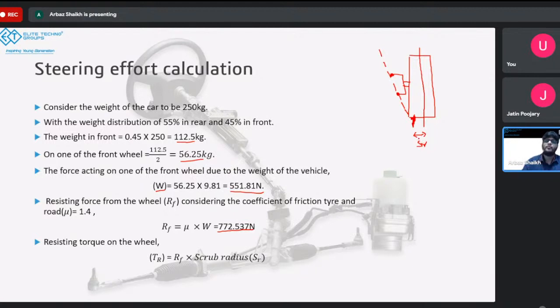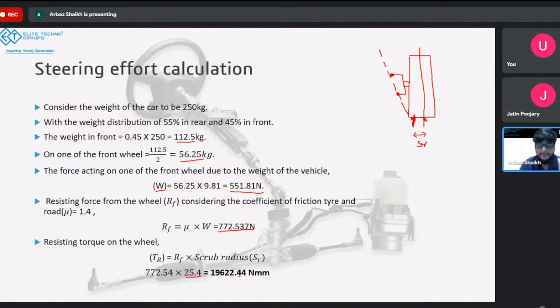So now whatever force was coming to my wheel is coming at this point, at the center of the wheel. If I have to calculate the resisting torque, I have the force and I have the perpendicular distance. The perpendicular distance is the scrub radius. So the resisting torque now becomes resisting force multiplied by scrub radius. And in that I've assumed the scrub radius to be 25.4.